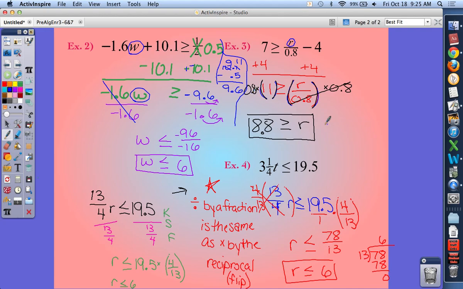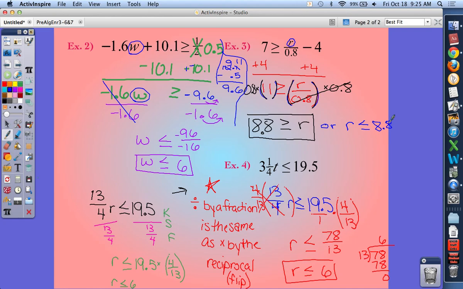So you could leave it like this, or you could rewrite it if you like rewriting the variable first. I always take a look. The sign has the open end towards the 88, so it still has to keep the open end towards the 8.8. So r is any number less than or equal to 8.8.